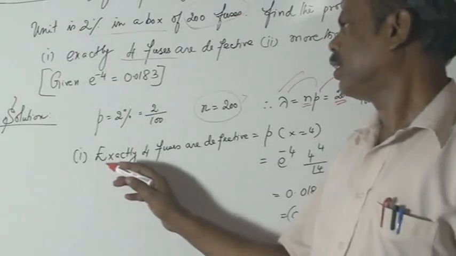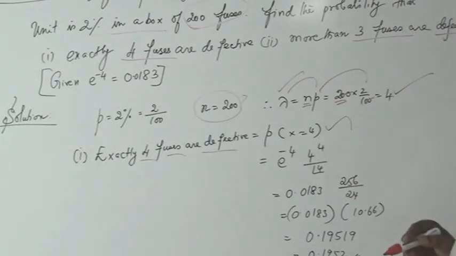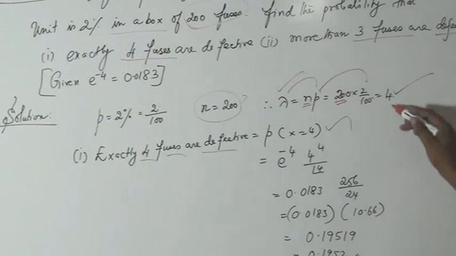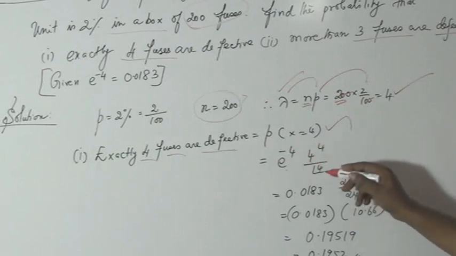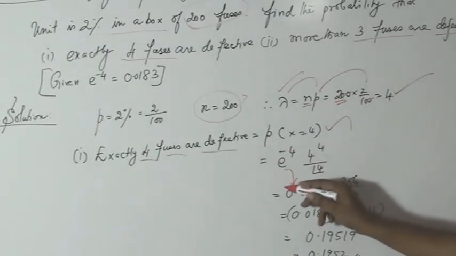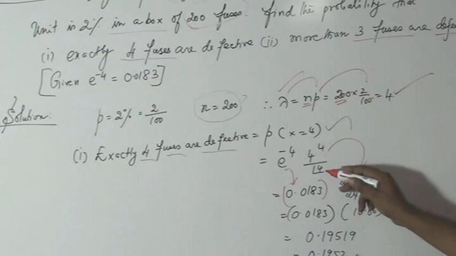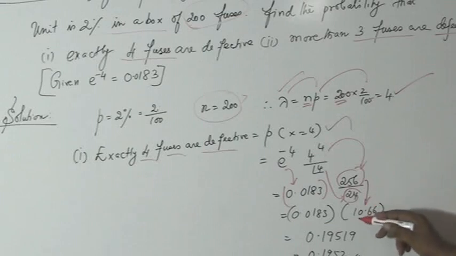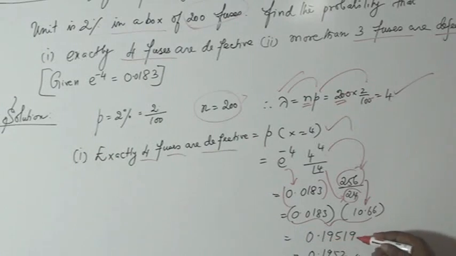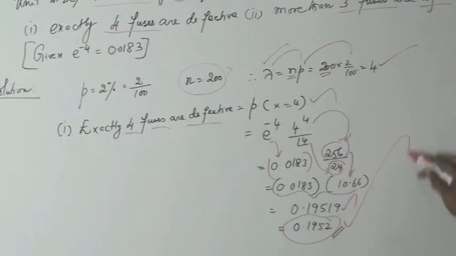Question number 1. Exactly 4 fuses are defective. That means you have to calculate the probability value of P of x is equal to 4. So here lambda is 4, x value is also 4. Therefore e power minus 4, 4 power 4 by factorial 4. E power minus 4 value is nothing but 0.0183. 4 power 4 is 256. Factorial 4 is 24. So 256 by 24 gives you what? 10.66. So when you multiply these two decimal values, we get 0.19519. It is approximately equal to 0.1952. So this is the exact probability value.